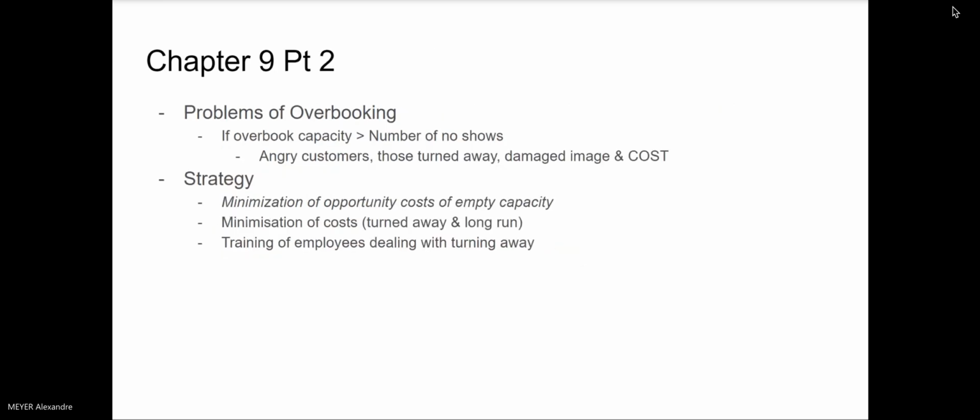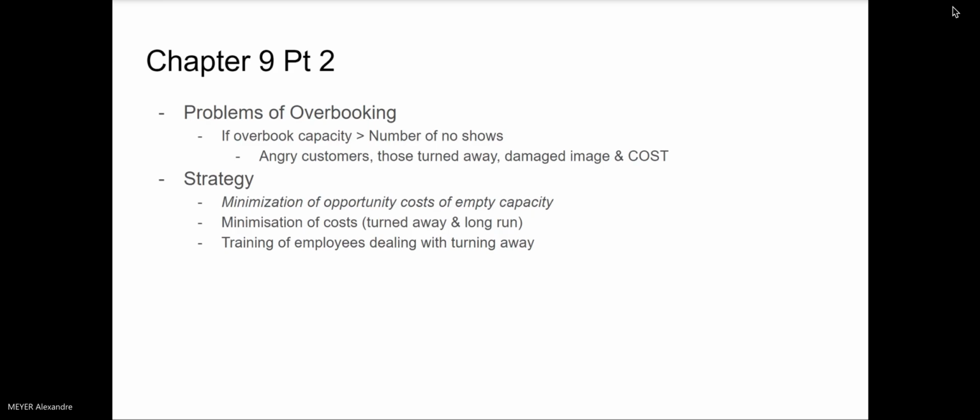The main problem with overbooking is if the overbooking capacity is greater than the number of no-shows. Say for example you've got 100 rooms, you predicted 10 no-shows, and you've overbooked for 10 rooms, and it turns out you've got 5 no-shows. Well, you've got 105 reservations for 100 rooms. Obviously, you can imagine you'd be quite angry if you had to be turned away. So those turned away would be rather angry, and they may switch to a competitor. It could also damage the company image, and the costs of overbooking are rather high. You have to look at reimbursement, you have to look at relocation and so on.